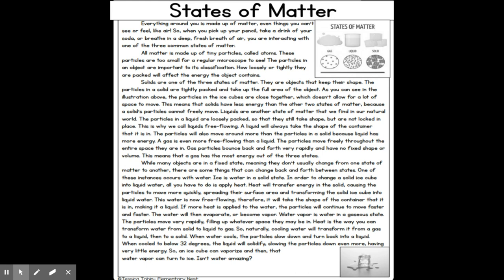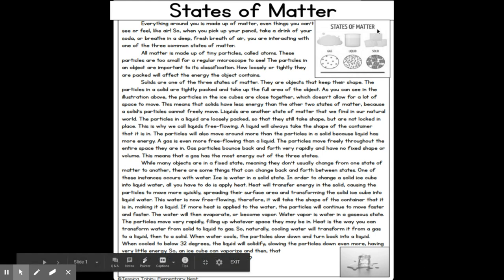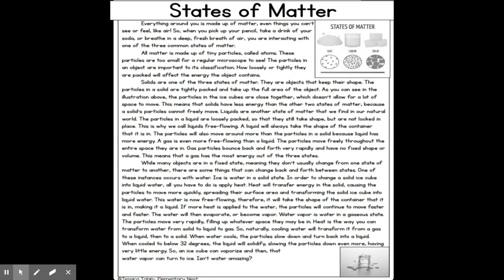Solids are one of the three states of matter. They are objects that keep their shape. The particles in a solid are tightly packed and take up the full area of the object. As you can see in the illustration above, right here, the particles in the ice cube are close together, which doesn't allow for a lot of space to move. This means that solids have less energy than the other two states of matter because a solid's particles cannot freely move. Liquids are another state of matter that we find in our natural world.